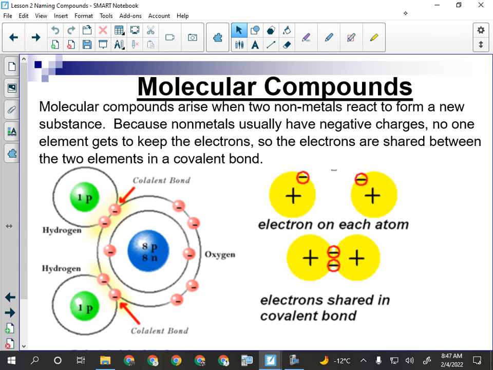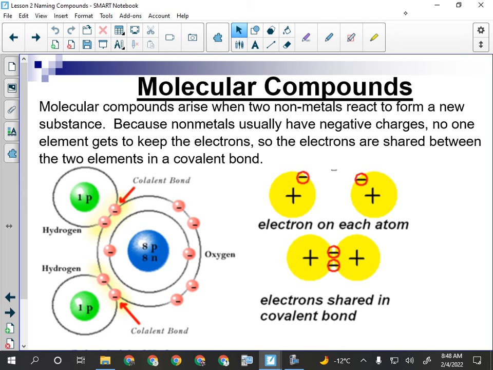So, the big thing about molecular compounds is that they are made up of two non-metals. Okay? Two or more, but we're going to just be dealing with two. So two non-metals, they react to form a new substance. What's different about molecular compounds from ionic compounds is what they do with the electrons. Ionic compounds trade them. Metals give them up, non-metals take them away. Okay? That's a weak bond, there's no need for them to stay together.